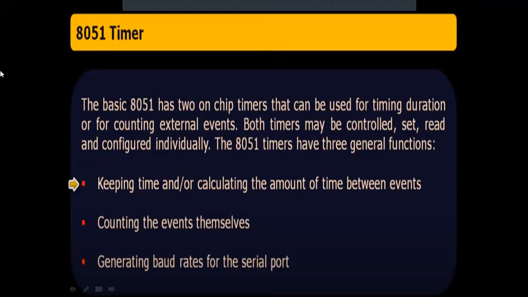8051 timers. The basic 8051 microcontroller has two on-chip timers that can be used both as timers as well as counters. Both timers may be controlled, set, read, and configured individually. So the 8051 timers have three general functions. First one is keeping time and or calculating the amount of time between events, that is, generating time delays. Second one is counting the events themselves, and the third one is generating baud rates for the serial port.